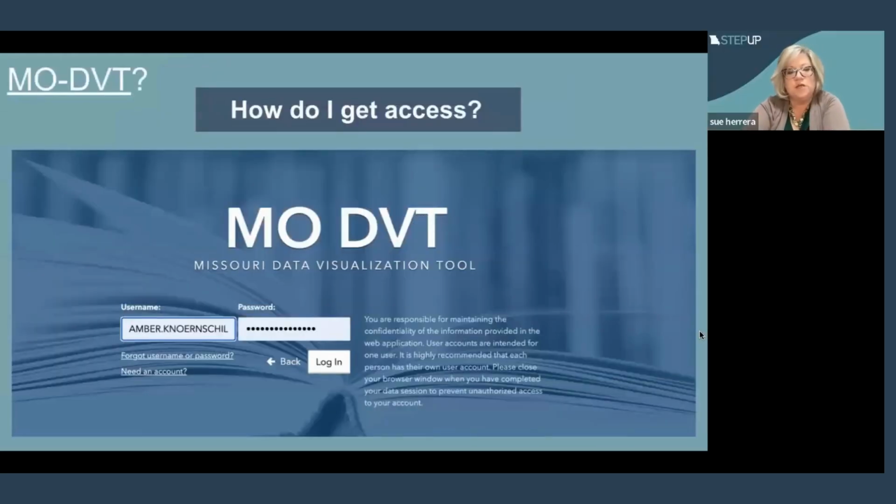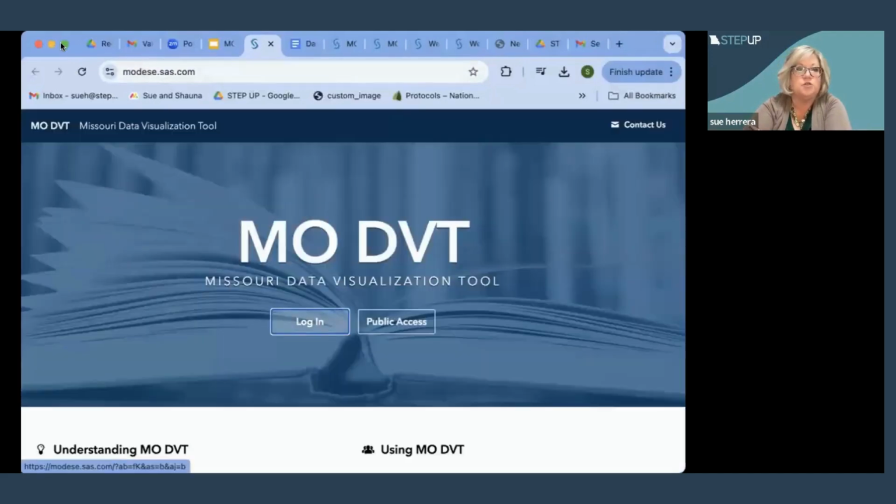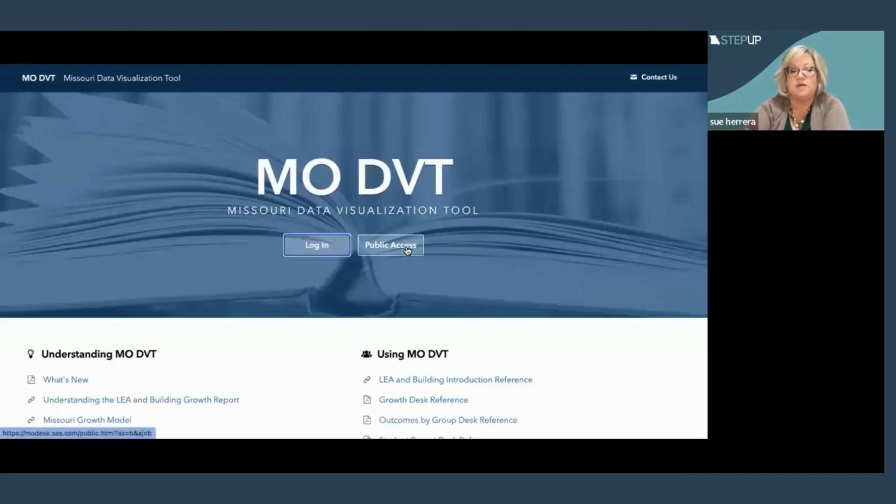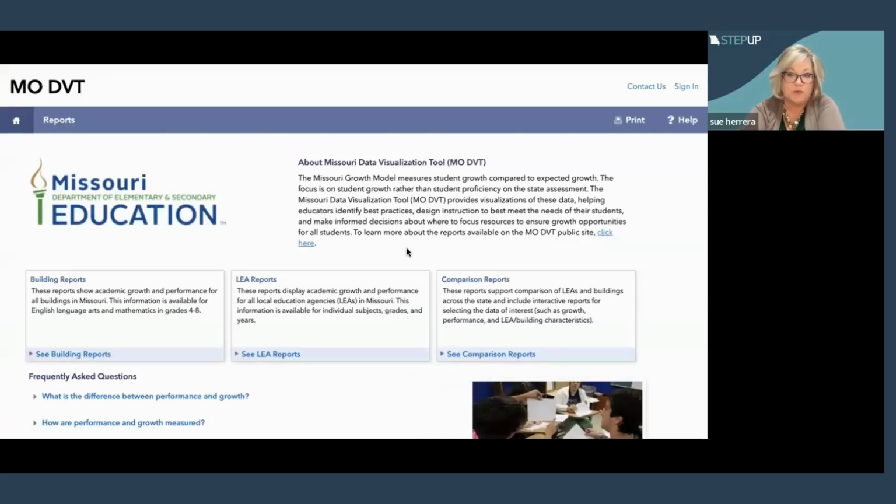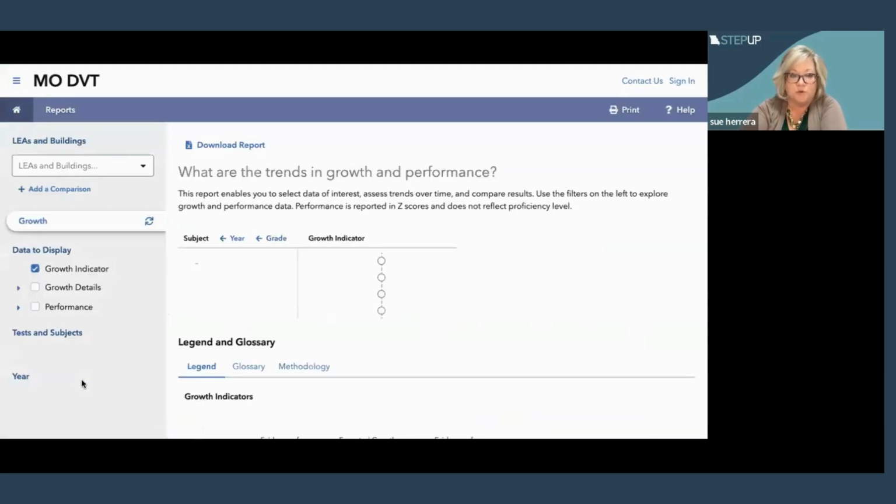Okay. So when you get to the home screen for MO-DVT, we took a screenshot of Amber being logged in. There's going to be a spot where it says, do you need an account? So if you can't find that email from DESE, they are going to walk you through so you can get your login and get started. We're going to go ahead and take you to MO-DVT right now, and we're going to stay in public access so that you can see what the public has at their fingertips. And really, it's enough. If all we had was public access, it's really a great tool. You as a principal will be able to get in and look at individual students where we have more of a global view. So Amber wanted to start on these building growth reports.